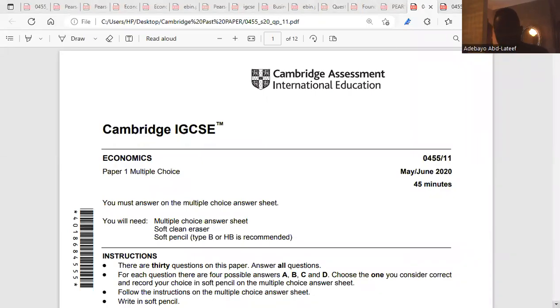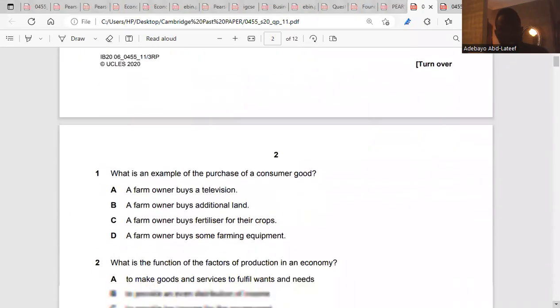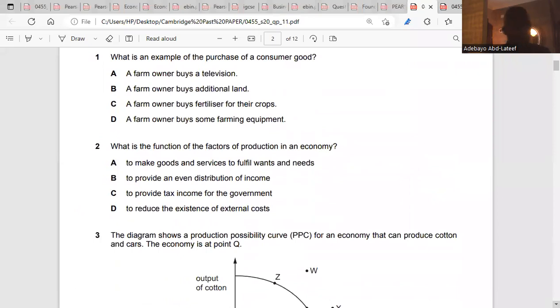We have May, June 2020, economics. So the first question says, okay, what's an example of the purchase of a consumer good? When we talk about consumer goods, we're talking about goods that are basically for consumption. So you are buying them because you want to consume. You are not reselling them. Goods that you buy because you want to sell them again are not consumer goods. They are producer goods.